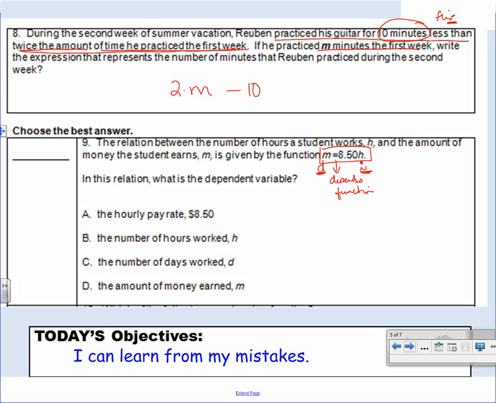So in this relationship, what's the dependent variable? Our dependent variable is the m. m represents the money the student earns. So D would be the correct answer, the amount of money the student earns. If I ask what the independent would be, your independent would be the number of hours worked, because that's the letter that comes second.